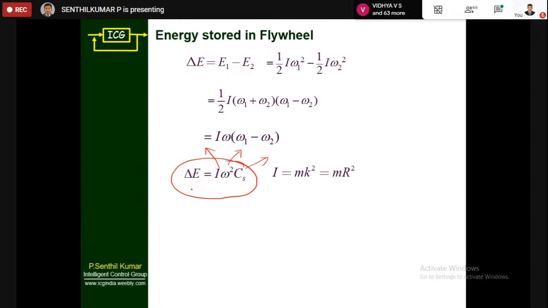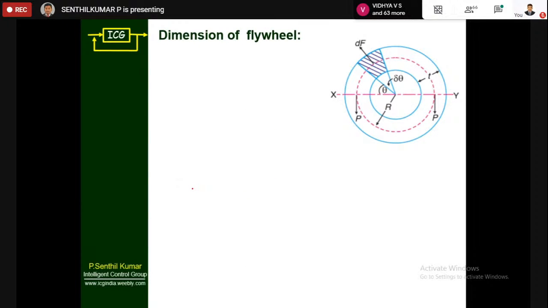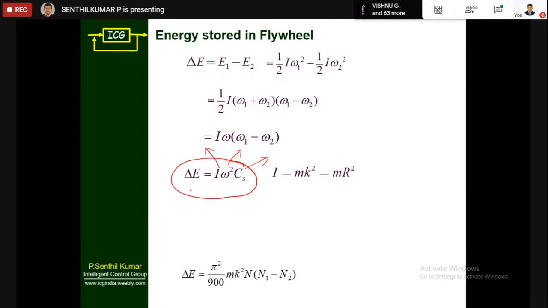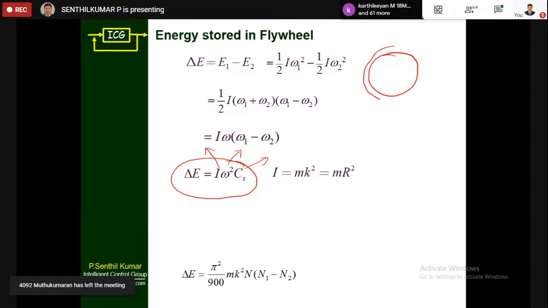So how do you design flywheel? Flywheel is nothing but a disc like a 1 rupee coin. So what are the parameters of a 1 rupee coin? Radius is one parameter. Thickness is another parameter. Then moment of inertia. So what do you mean by moment of inertia?